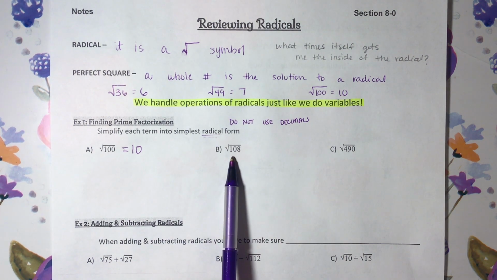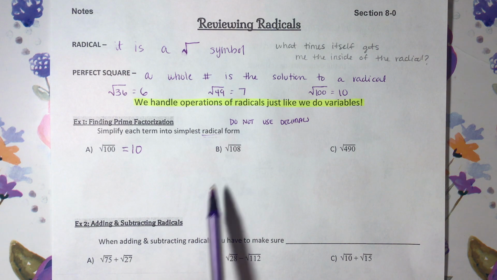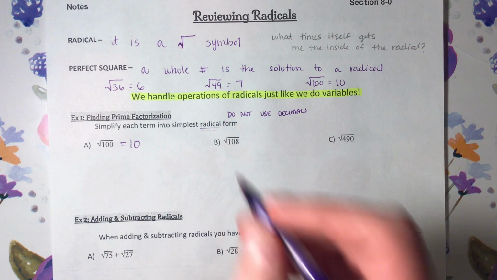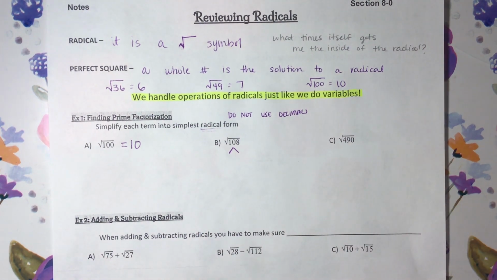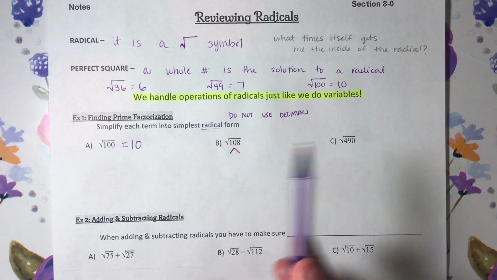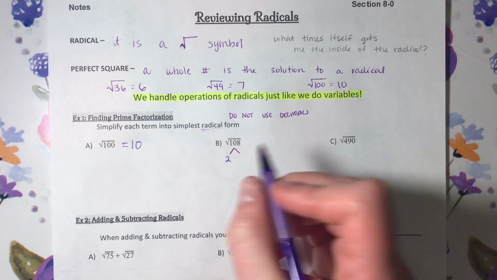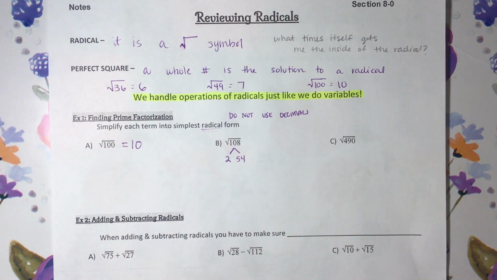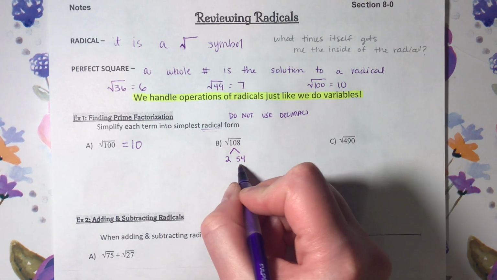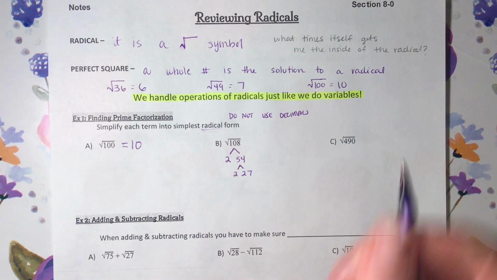Let's go on to the next example. The square root of 108 is not a perfect square. So an easy way to work through this is to break it down into its prime numbers. The way we're going to do that is by forming a factor tree. So I have 108, and I'm just going to start breaking it down into numbers that I know multiply to 108. Well, I notice that it's even, so I'm going to say 2 times 54. 54 is also even, so I'm going to say that's 2 times 27.